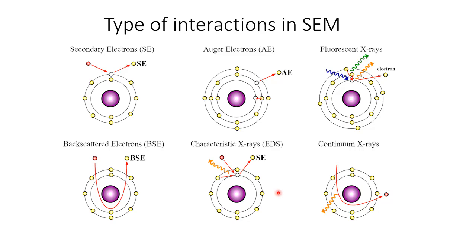Then the characteristic X-ray, as I already told you. If these X-rays are emitted at a different wavelength, then we use the term fluorescent X-ray. But if they are emitted at the same wavelength, then we call it characteristic X-ray (EDS). With the help of the EDS detector, we are able to detect this signal. Then the continuum X-ray, in which we are continuously getting X-ray emission from the sample.